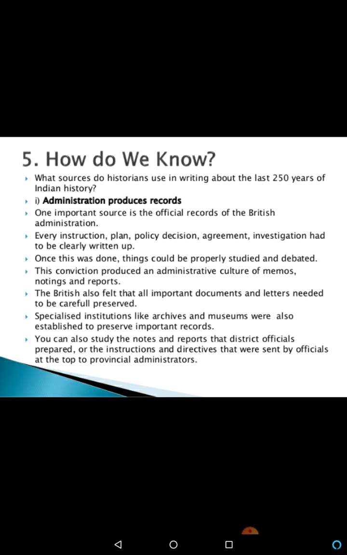Every instruction, plan, policy decision, agreement, investigation had to be clearly written up. Once this was done, things could be properly studied and debated. This conviction produced an administrative culture of memos, notings, and reports. The British also felt that all important documents and letters needed to be carefully preserved. Specialized institutions like archives and museums were also established to preserve important records.